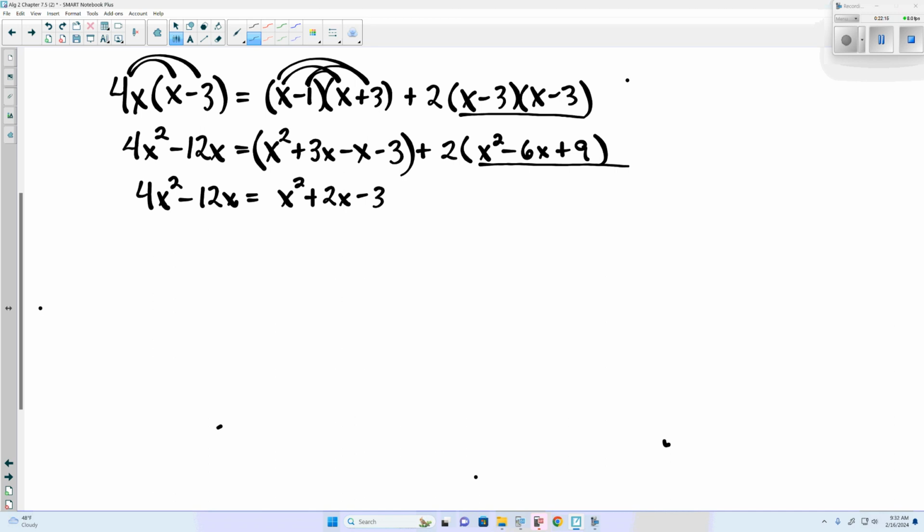And in the second expression, we're going to distribute this positive 2. 2 times x squared is 2x squared. 2 times negative 6x is negative 12x. And 2 times positive 9 is positive 18. Questions on this here?